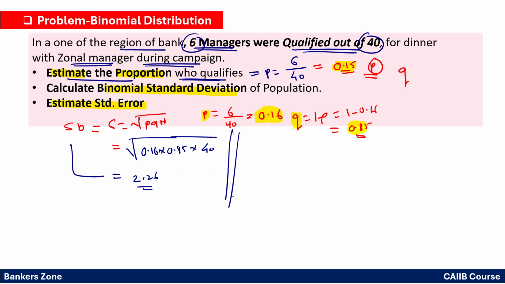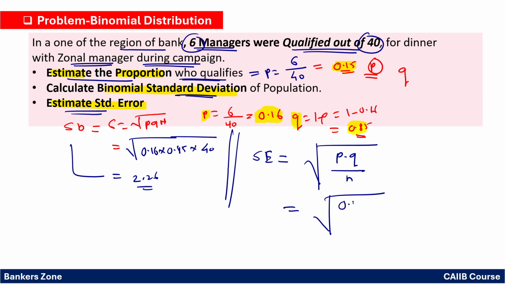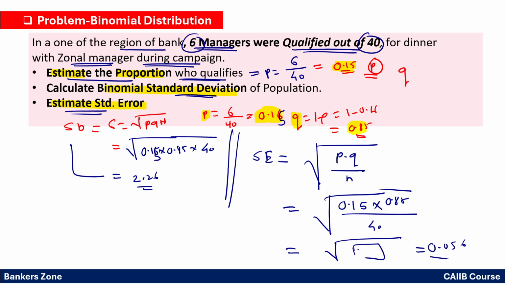Once we calculate the standard deviation, we can find the standard error also. To find the standard error using binomial distribution, the formula is the square root of PQ upon N. P is again the same, 0.15, and Q is 0.85. Divide by N, which is 40 here. When you solve, you will get the standard error of 0.056. Very simple.